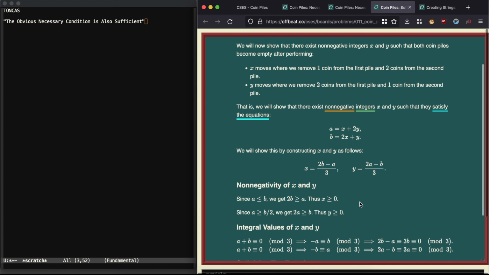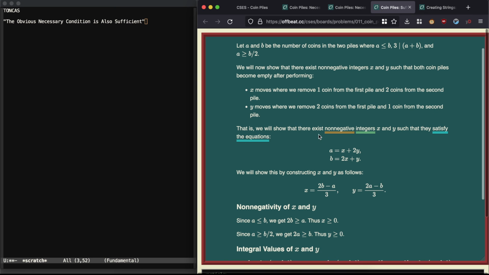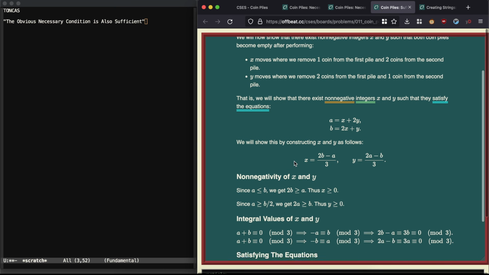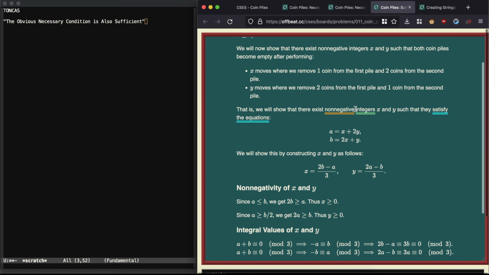Now we'll show the integer part. Again, it is all about doing the previous stuff in reverse. So we know that a plus b is a multiple of 3, and that is a given condition here. We are trying to show its sufficiency. So a plus b is a multiple of 3, and we'll use modular arithmetic here.